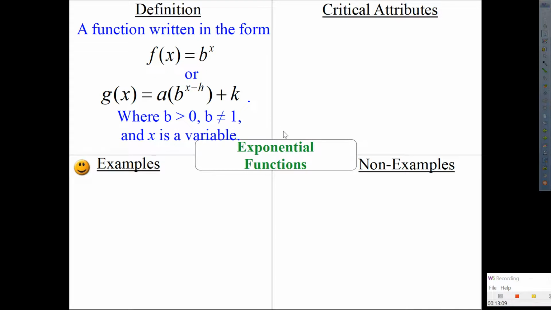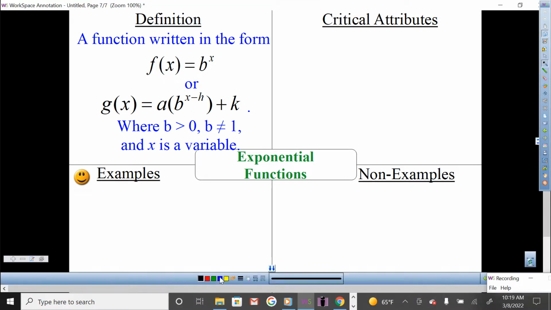Also, as a note, make sure you write in blue, right here for the letter B, write base. That's what we know as the base. And for the x in green, box it. That's what we know as the exponent. Base and exponent. All right? Now, exponential functions.